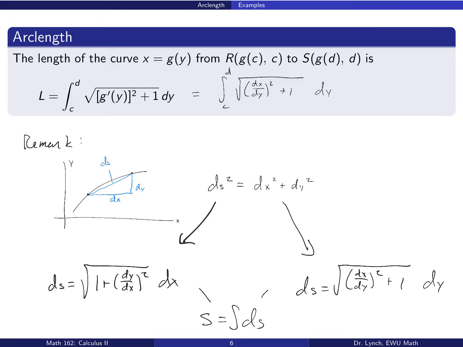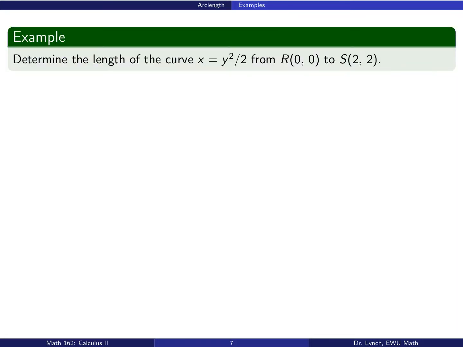Now this approach, being able to go seamlessly between thinking of arc length as a function of x or as a function of y, will be useful also in our next investigation on surface area. So let's go ahead and have a look at an example here. Let's think about the length of the curve x equals y squared from (0, 0) to (2, 2).